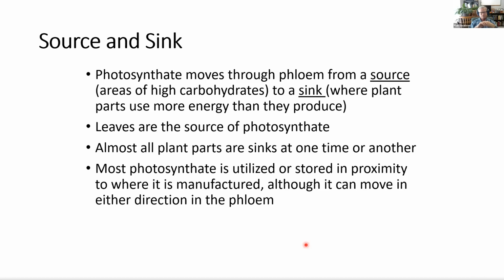Most photosynthate is utilized or stored in proximity to where it's made. So if this leaf is making 100%, it takes about 30% to keep those cells going and to keep the cells around it going, and then another 30% down the branch, and then there might be a little bit left over at the end to give to other parts of the tree downstream.